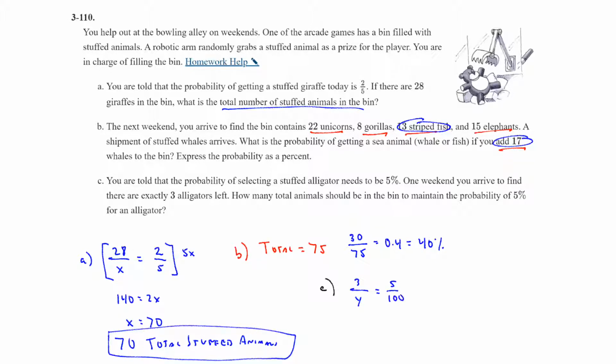5% is 5 out of 100. So if we multiply both sides by 100Y, that's going to get us 300 is equal to 5Y. And so once again, I just multiplied both sides by 100Y.